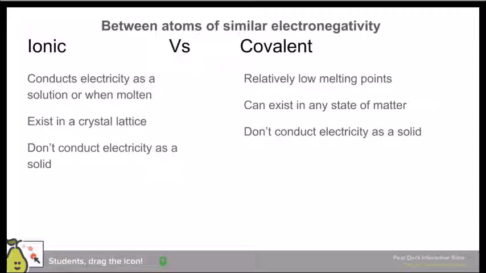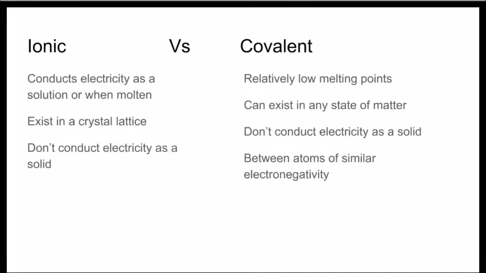So let's try this one. What happens between atoms that have similar electronegativity? Is that an ionic bond or is that a covalent bond? So you'd look up numbers of electronegativity, and if they're similar, not exactly the same, but pretty close, which one would it be, ionic or covalent? Drag the icon to the one you think it is. Okay, most of all of y'all are on the right kind of track, and that answer is covalent.